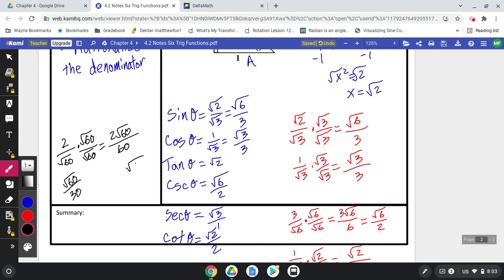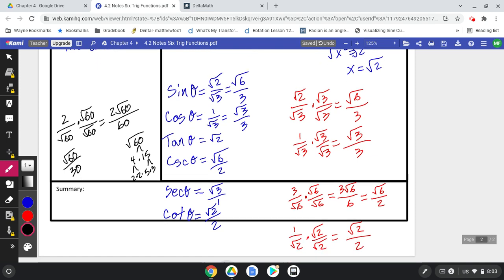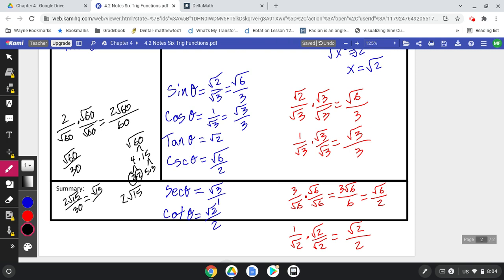But we're not done. Square root of 60 can actually be broken down. If I break that down, it is 4 times 15. 4 breaks down 2 times 2. 15 is 5 times 3. Now at this point, I look, and do I have any pairs? I have a pair of 2's. So that pair of 2's comes out front. 2 square root of 15 is what I'm left with. So if I were to rewrite that, I would have 2 square root of 15 over 30. Now I once again reduce, and my final answer is actually square root of 15 over 15.